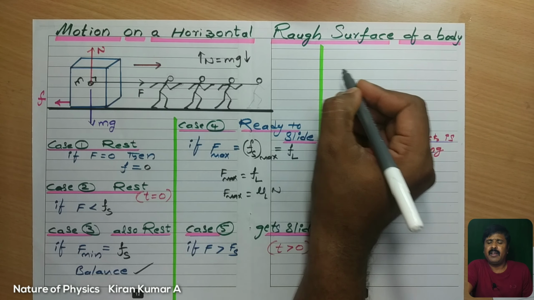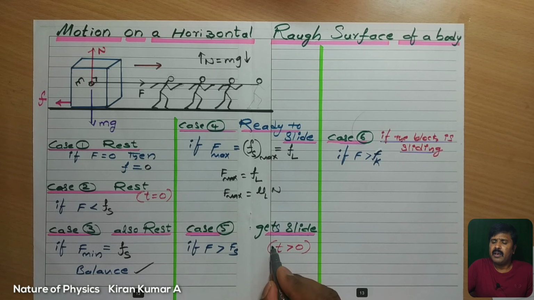Next, case 5 is taken. Here the body slides, so the body gets motion. The body gets what? Motion.